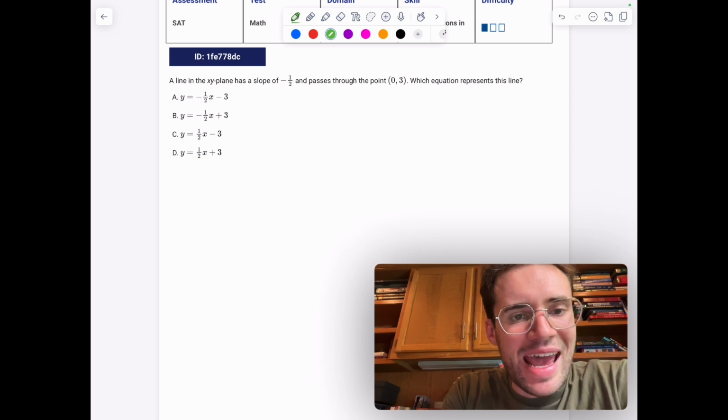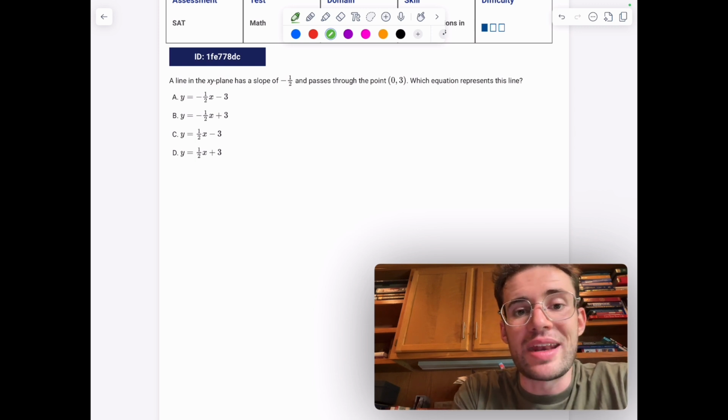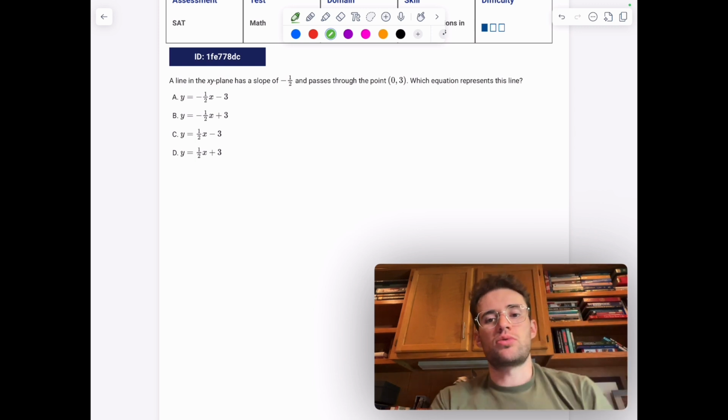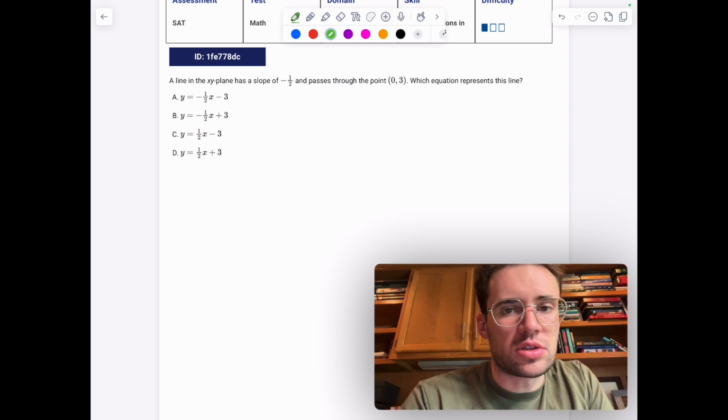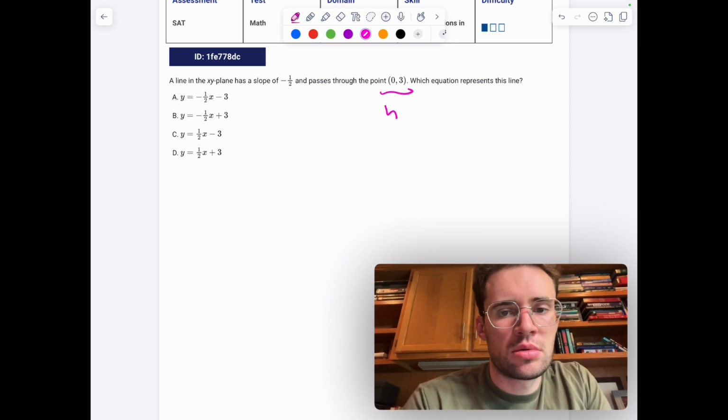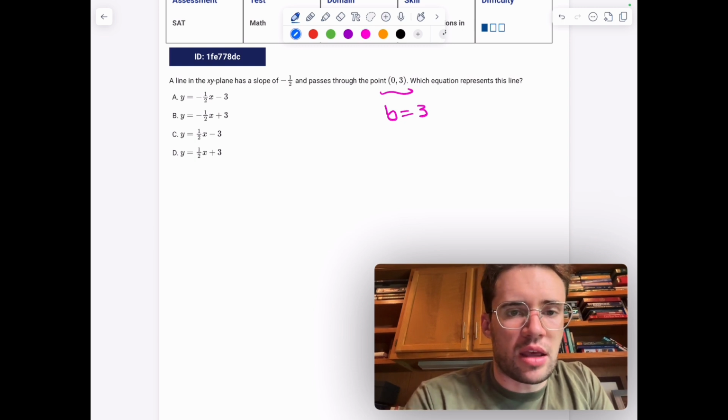A line in the xy plane has a slope of negative 1/2 and passes through the point (0, 3). Which equation represents this line? So (0, 3) is your y-intercept, so you'd say b equals 3. And the slope they gave you is negative 1/2.